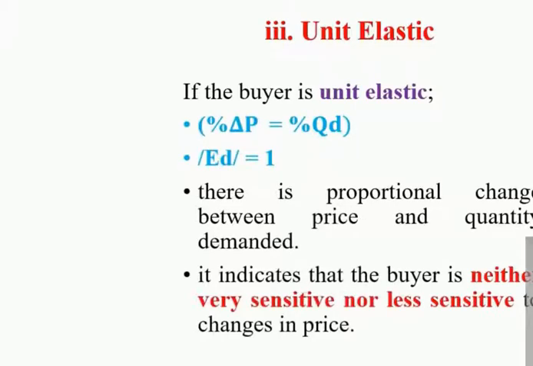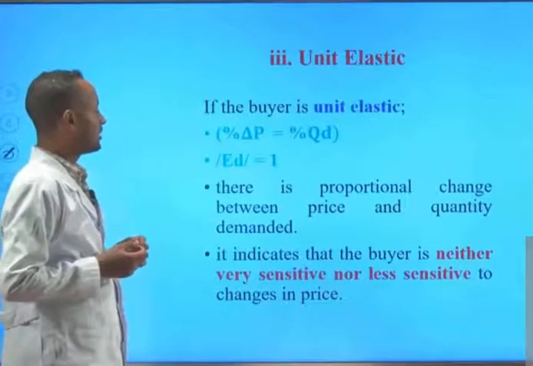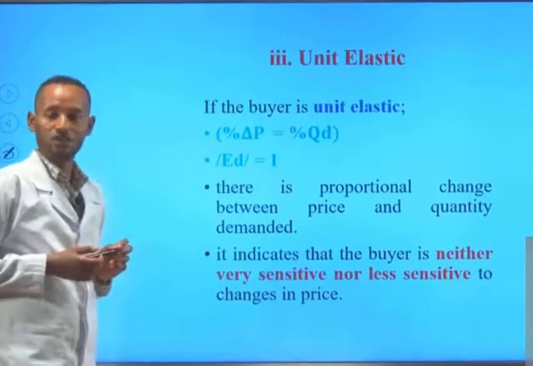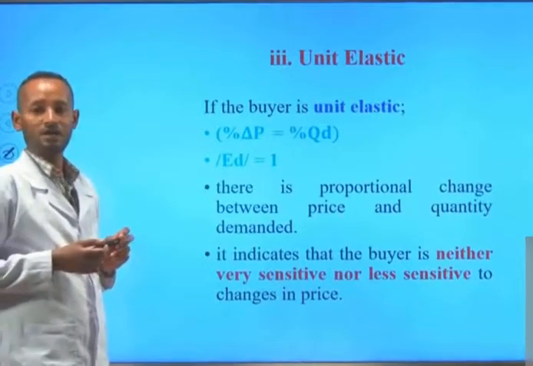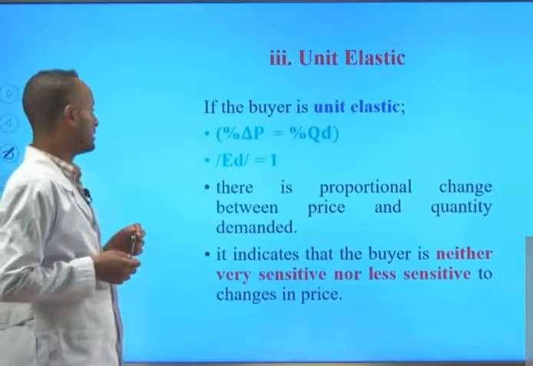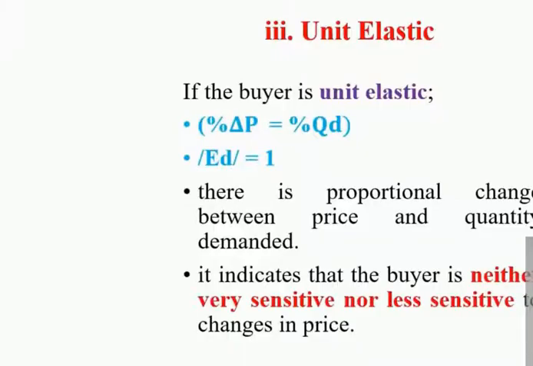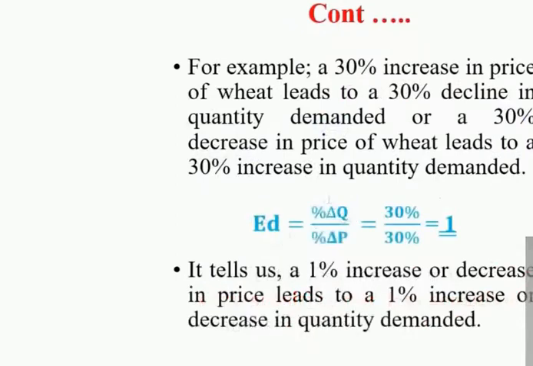Thirdly, the buyer is said to be unit elastic if the percentage change in price is equal to the percentage change in quantity demanded. That means if there is a proportional change between price and quantity demanded, then the buyer is said to be unit elastic. That means the buyer is neither very sensitive nor less sensitive to changes in the price of a commodity.